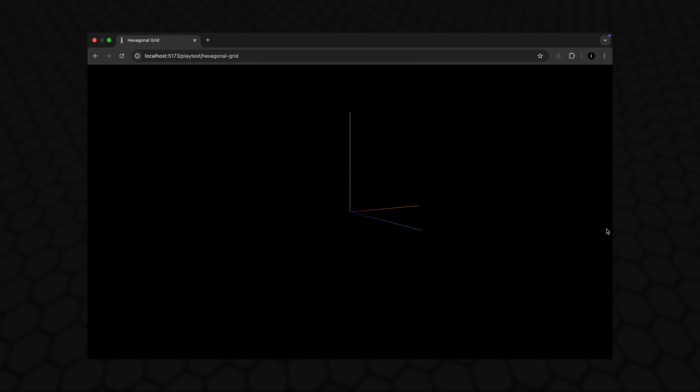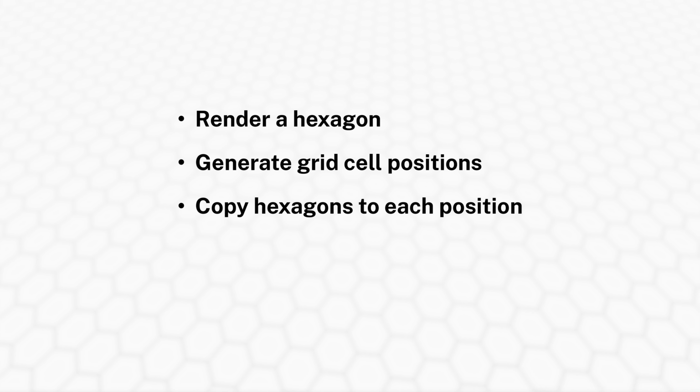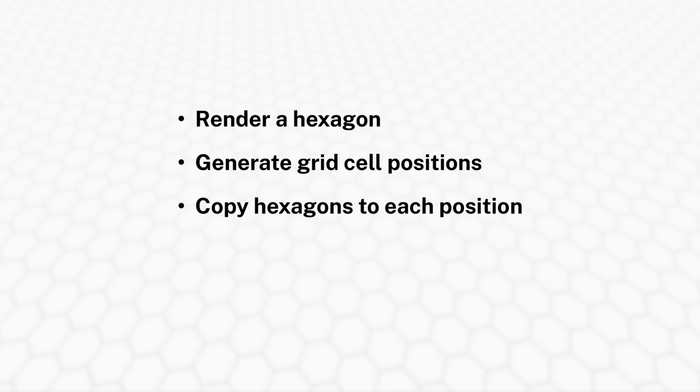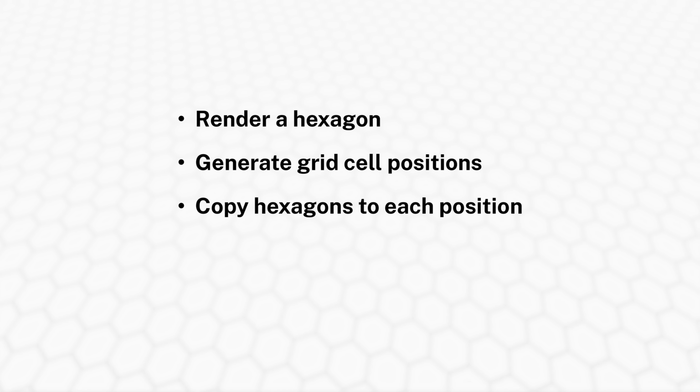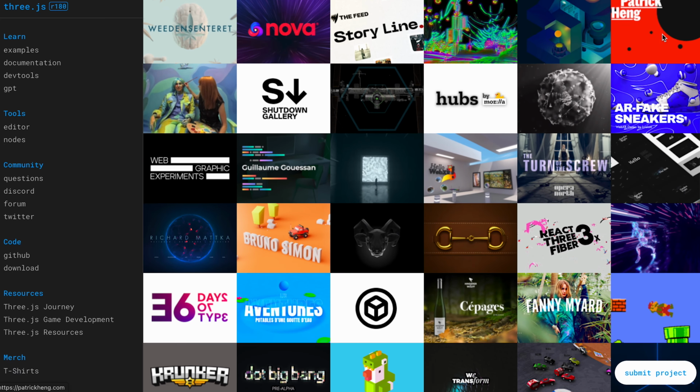This is an empty 3D scene in the browser. To make our grid, we'll need to render a hexagon, generate grid cell positions, then use instancing to render copies of that hexagon in those positions in a performant way. But before all that, we need to set up a new project. I'm using JavaScript with Three.js.